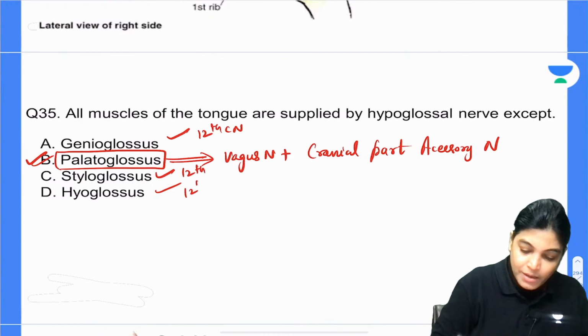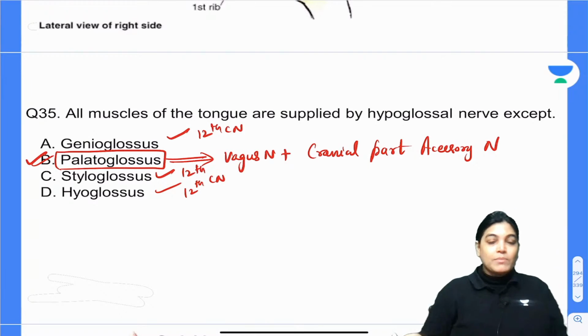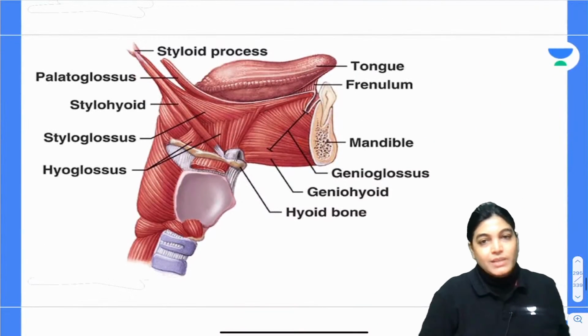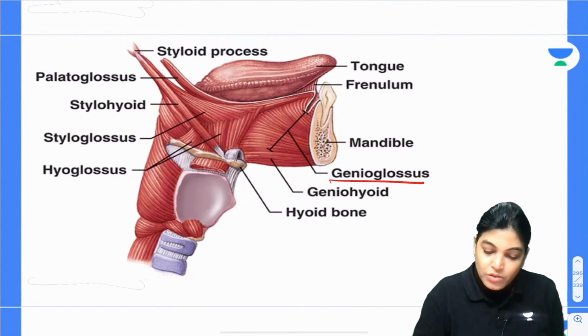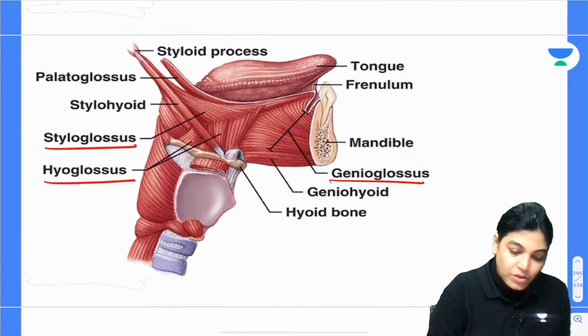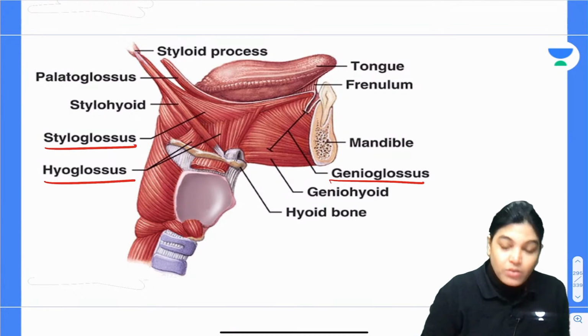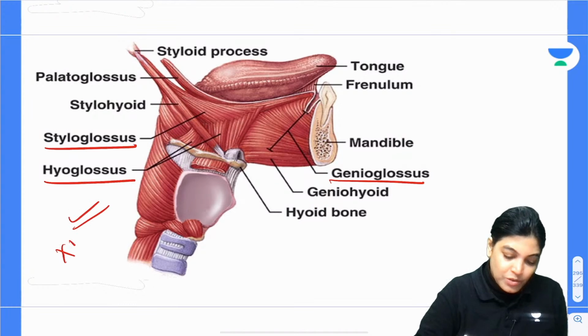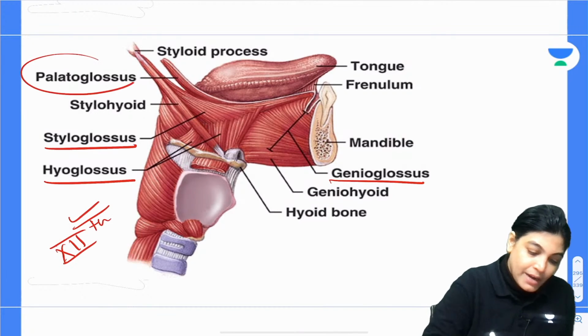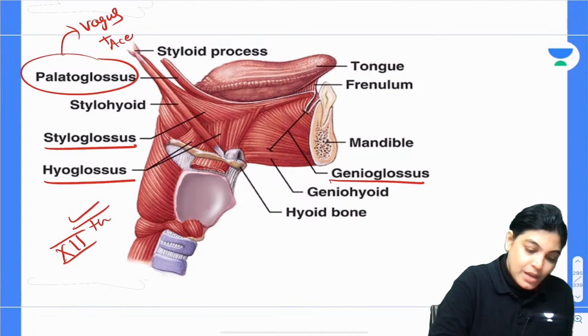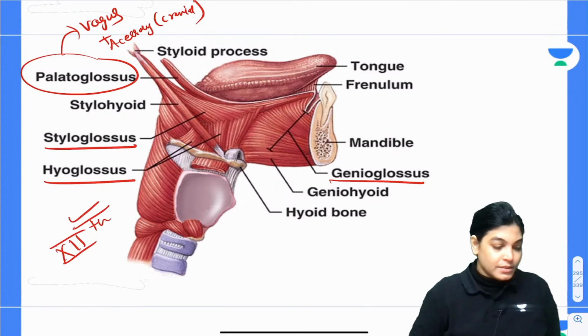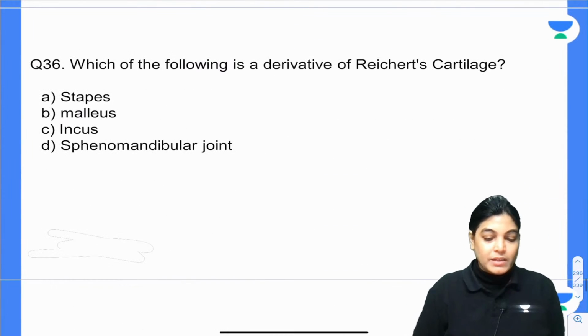Actually, when we are talking about all the muscles of the tongue, extrinsic and intrinsic, we have got genioglossus muscle, hyoglossus, styloglossus and chondroglossus. All these muscles are getting innervation from 12th cranial nerve except palatoglossus, from the vagus along with the cranial part of accessory nerve. Got it? Let's move on to the next question, number 36.